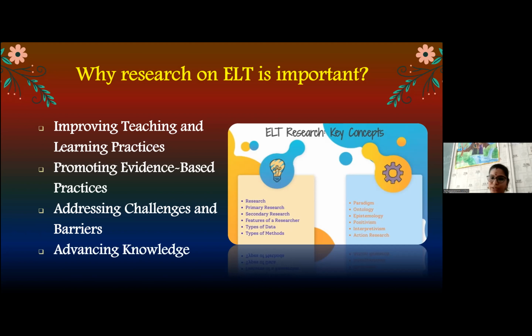So advancing knowledge, it also gives new knowledge. It means new knowledge in teaching methodologies, teaching strategies, right? New techniques. It is always needed because advancing technologies in all other fields enhance the education field also, to improve their methods of teaching, right? So advancing knowledge. For that reason, research on ELT is important.